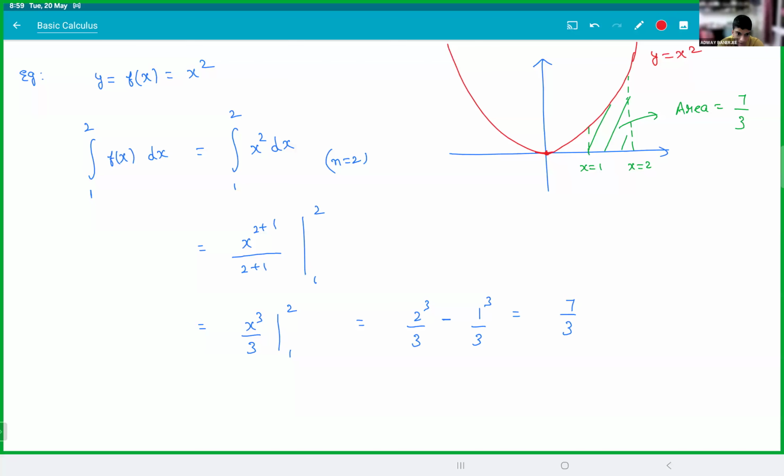Advay: Sir, when you substituted, only the upper limits get substituted for x, right? No, both. You substituted 2 here, substituted 1 here, and then subtract both the values. 2 cubed by 3, 1 cubed by 3, then subtract them. Okay, sir. You have to substitute both of them and then subtract, upper minus lower.